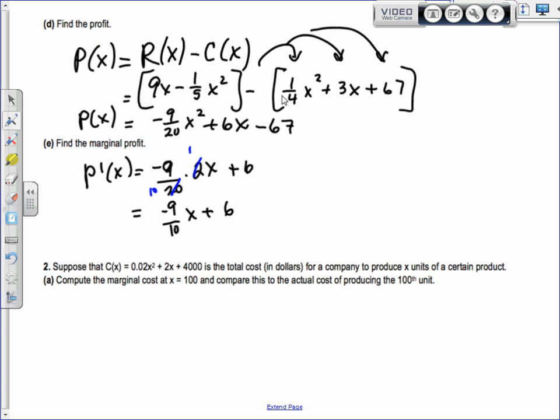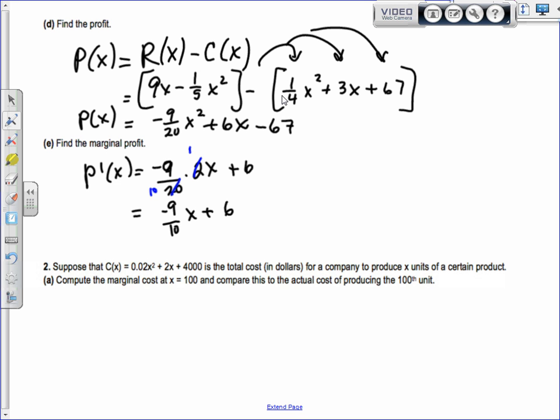Is the marginal profit, could you also do like the marginal revenue minus the marginal cost? Yep, because derivatives will work that way, right? So she said, could you do the marginal revenue minus the marginal cost for profit? You could do that as well.